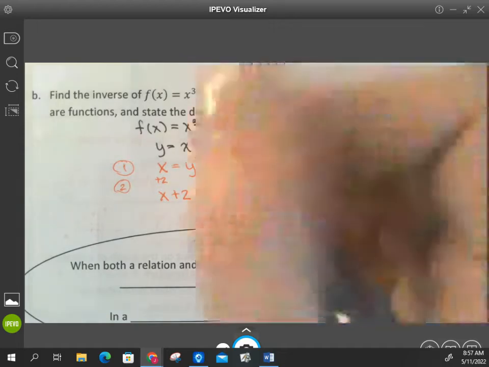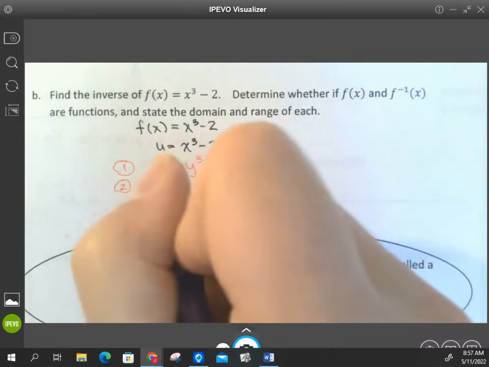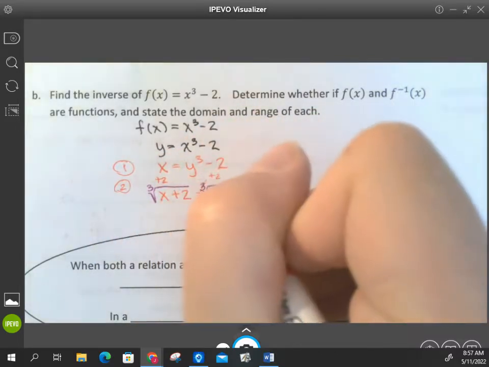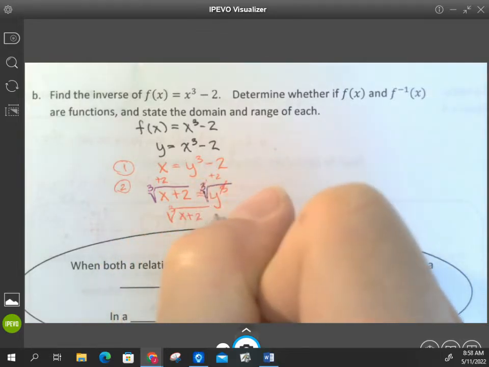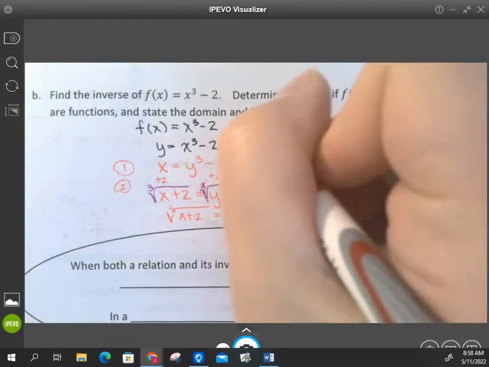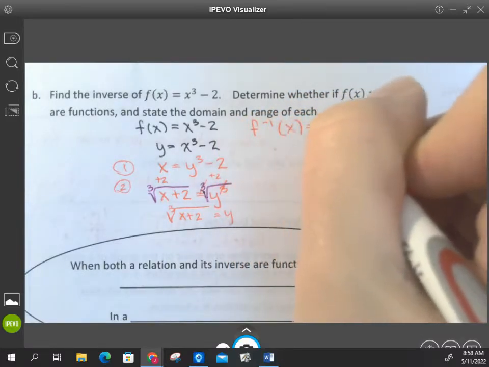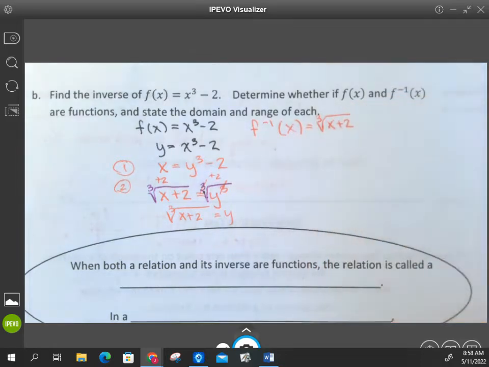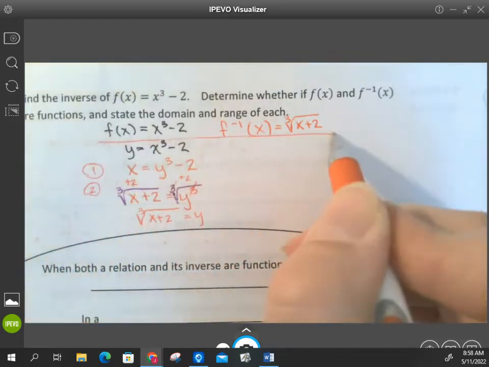I'm going to cube root it. The square root gets rid of a square. The cube root gets rid of a cube. So this is going to cancel, and I do have the cube root of x plus 2 equals y. So what is my inverse? It is the cube root of x plus 2. Okay, so there are my two functions.